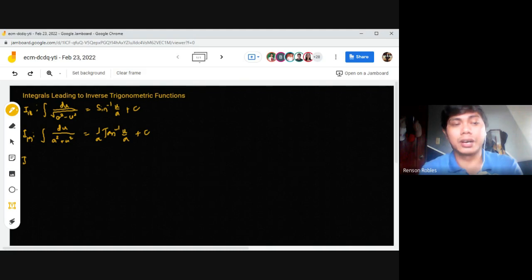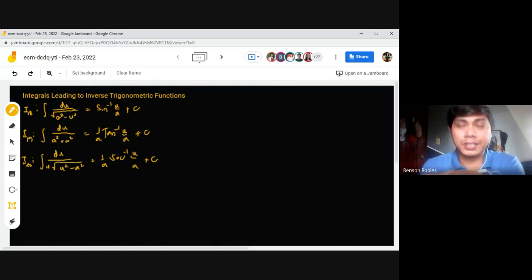And that will still give you 1 over a arc tangent u over a plus c. And then the third one is the integral of du all over u times the square root of u squared minus a squared. Again, a is a real number. And this will give you 1 over a arc secant u over a plus c. So you might say, this is the first three.